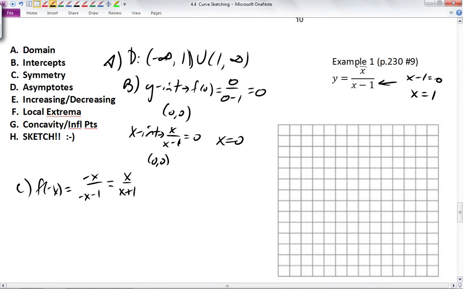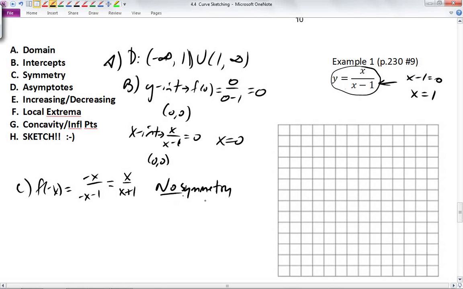That's not the same as x over x minus 1. I also don't get the opposite of this. The opposite of this would be negative x over negative x plus 1, not negative x over negative x minus 1. And it's certainly not periodic. So there is no symmetry.